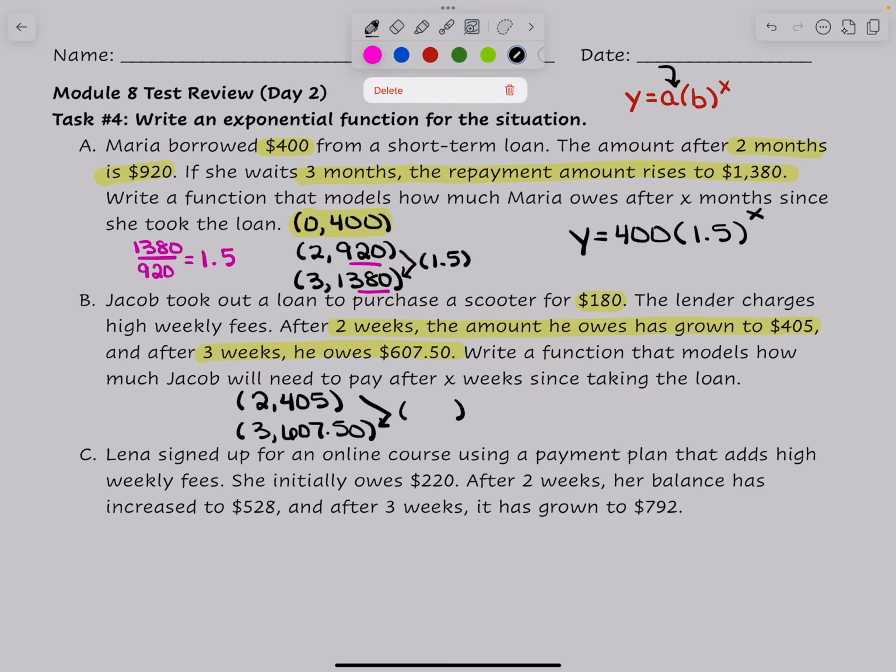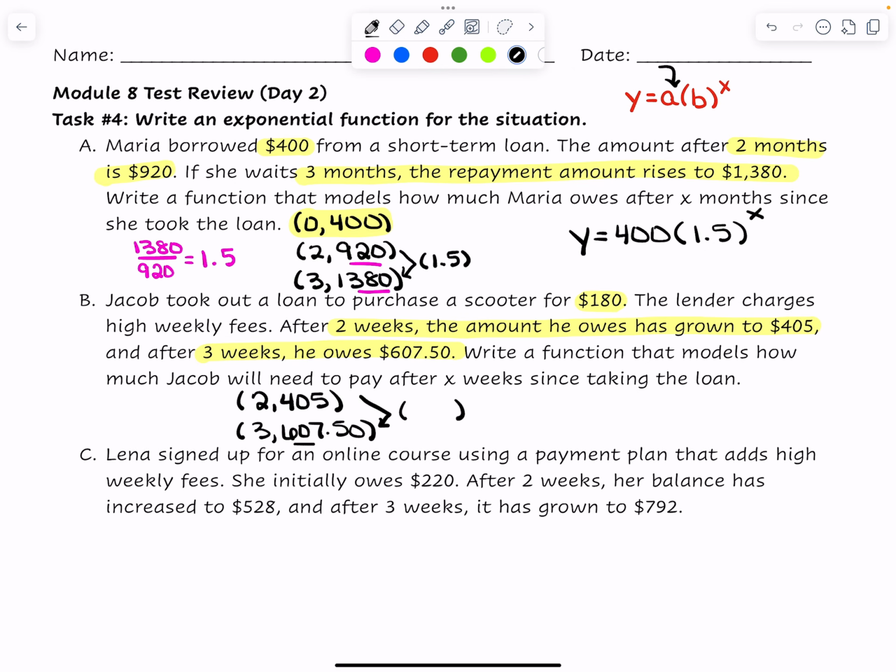Okay? So what did they multiply 405 by to get to $607.50? So we take $607.50 divided by 405, and we will get 1.5. So our equation is y equals the initial value, our y-intercept of 180, times 1.5 to the power of x. All right, let's go on to our next task.